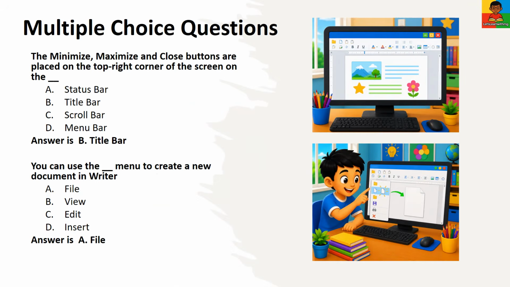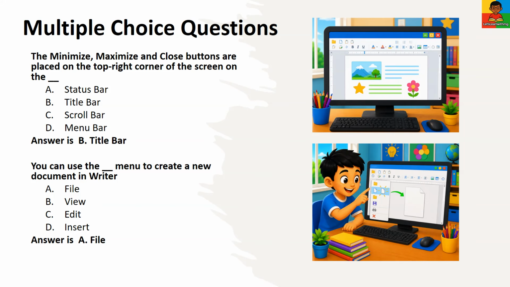Question: the minimize, maximize, and close buttons are placed on the top right corner of the screen on the Title bar. A. Status bar. B. Title bar. C. Scroll bar. D. Menu bar. The correct answer is B. Title bar.